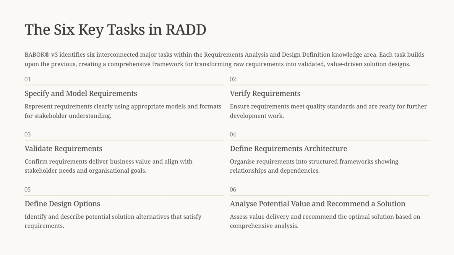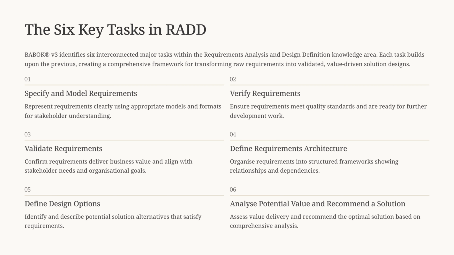According to BABOK v3, there are 6 major tasks that make up the RAD process. Each one builds upon the previous, forming a logical and iterative framework. Specify and model requirements. This is where we represent requirements in models, diagrams, and text to ensure clarity and shared understanding. Verify requirements, ensuring that requirements are of high quality, complete, consistent, and feasible. Validate requirements, confirming that the requirements actually deliver business value and align with strategic goals. Define requirements architecture, structuring all requirements into a cohesive framework showing their relationships, dependencies, and hierarchy.